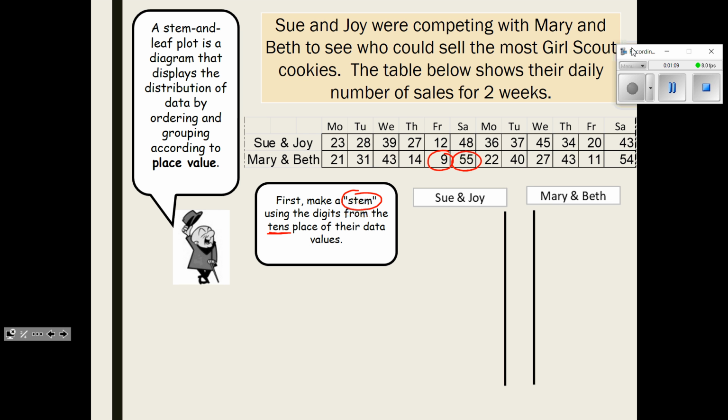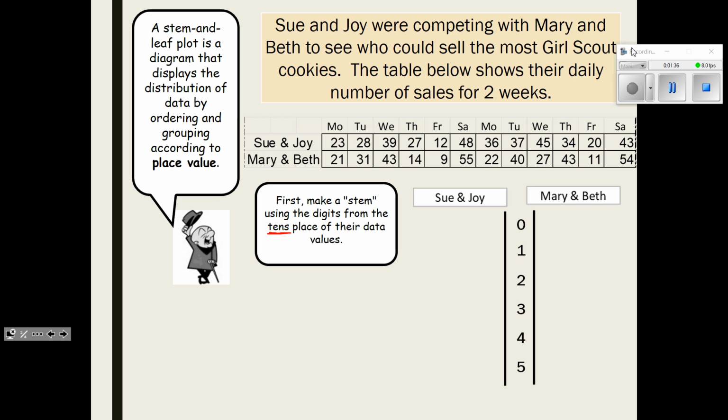So what we're going to do is just start by doing that. 0, 1, 2, 3, 4, 5. Now on a stem and leaf plot, you can have the numbers starting at 0 going up to 5, or if you preferred, you could have it going 5, 4, 3, 2, 1 from greatest to least. I like going from least to greatest, so that's the way I'm going to make mine. Now that we have the tens place, we're going to start to put numbers.